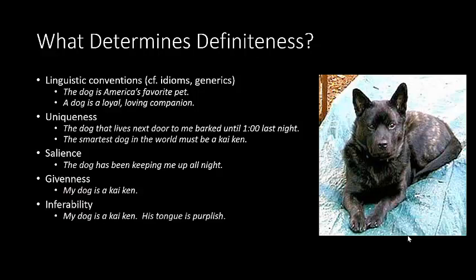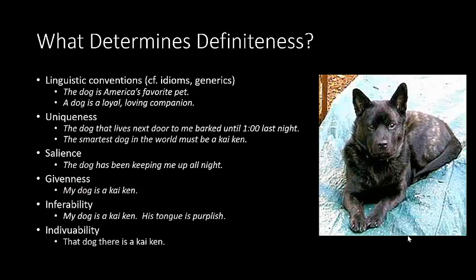Inferability. So if I say my dog is a Kai Ken, and then I say his tongue is purplish, the his tongue there is understood as a definite because you can infer from the existence of my dog that there is a tongue belonging to that dog. So there are some cases where we just sort of carry with it certain other potential discourse referents, and we can treat those as definites because they're inferable from already activated or in-focus definites.